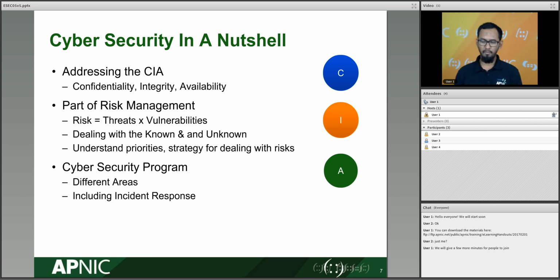And the thing about risk management is many times organizations will have to deal with risks that are known to them and those that are unknown, things that are new.